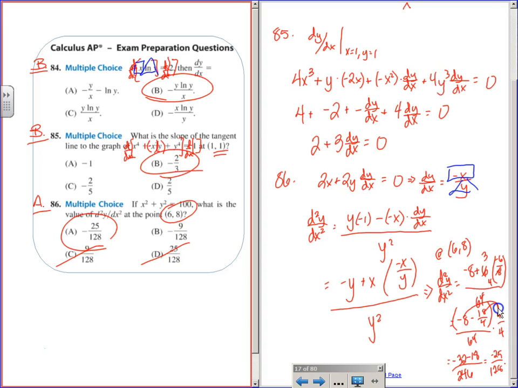Who got all 3? Ooh, who got at least 2? Who got at least 1? You guys are silly, because at least means the people who got 3 and 2 should have also raised their hands. Anyway, go team. We're in math, it's okay.